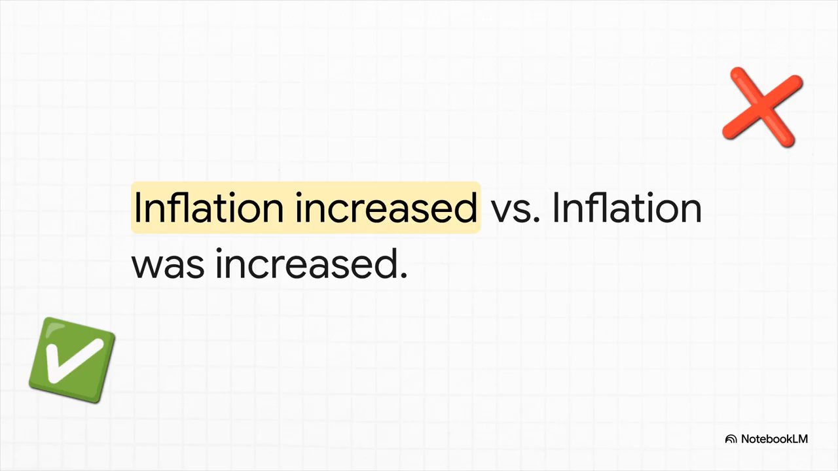But increase is an ergative verb. You can simply write inflation increased. It's clean, it's objective, and it focuses entirely on what is happening rather than who is causing it. Dodging that overcorrection will instantly elevate your writing.